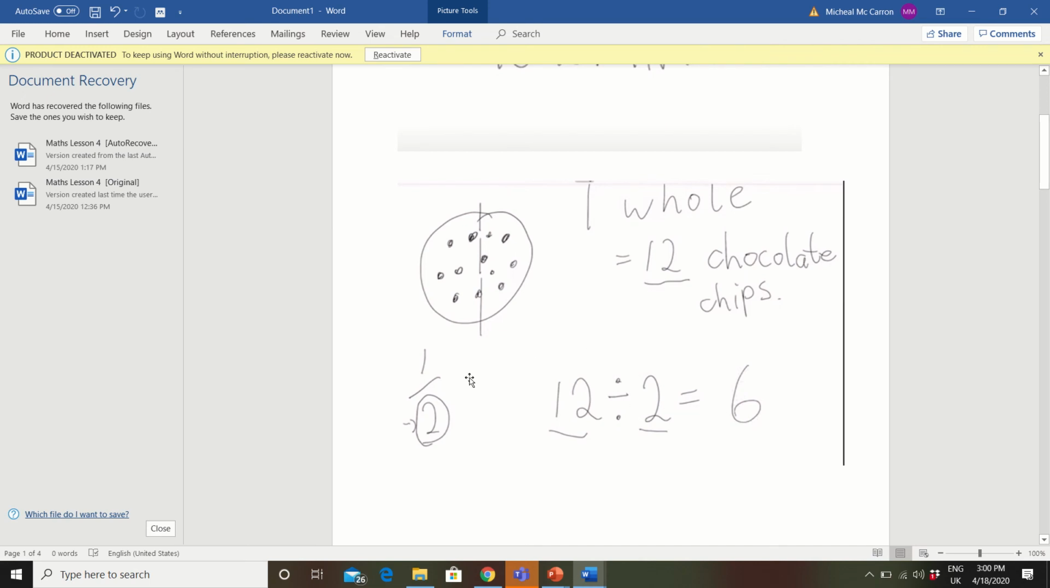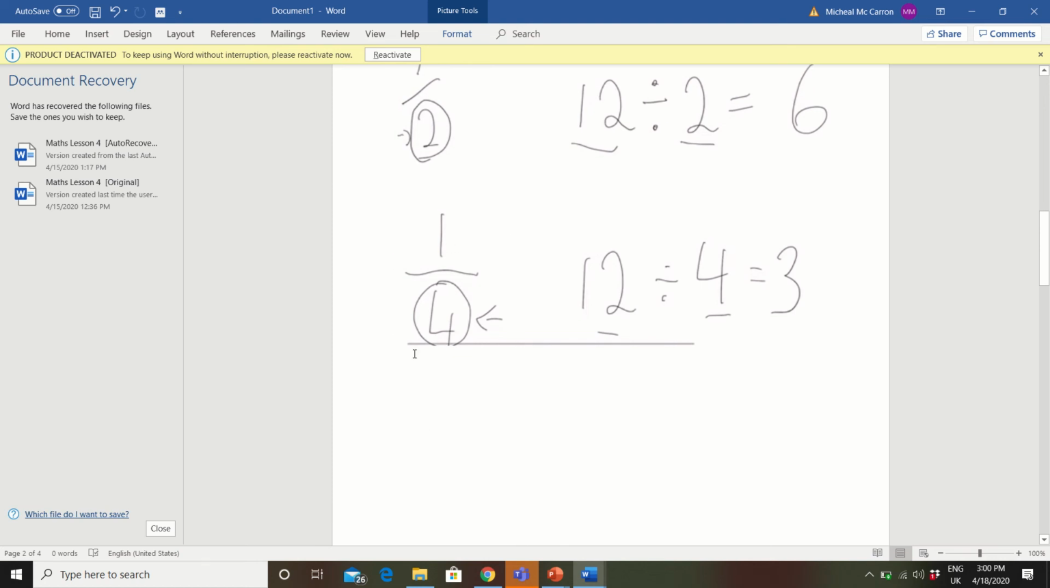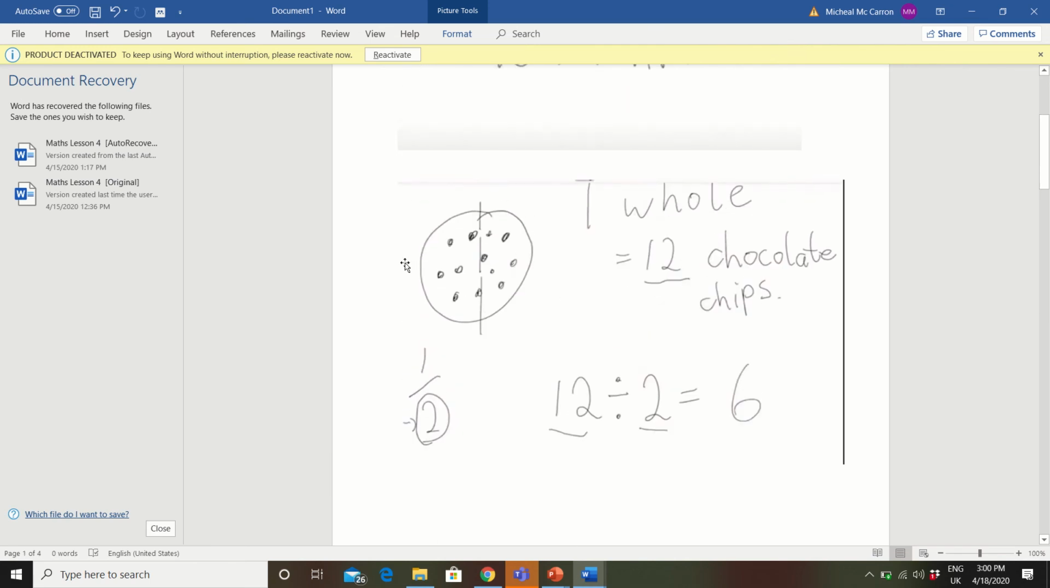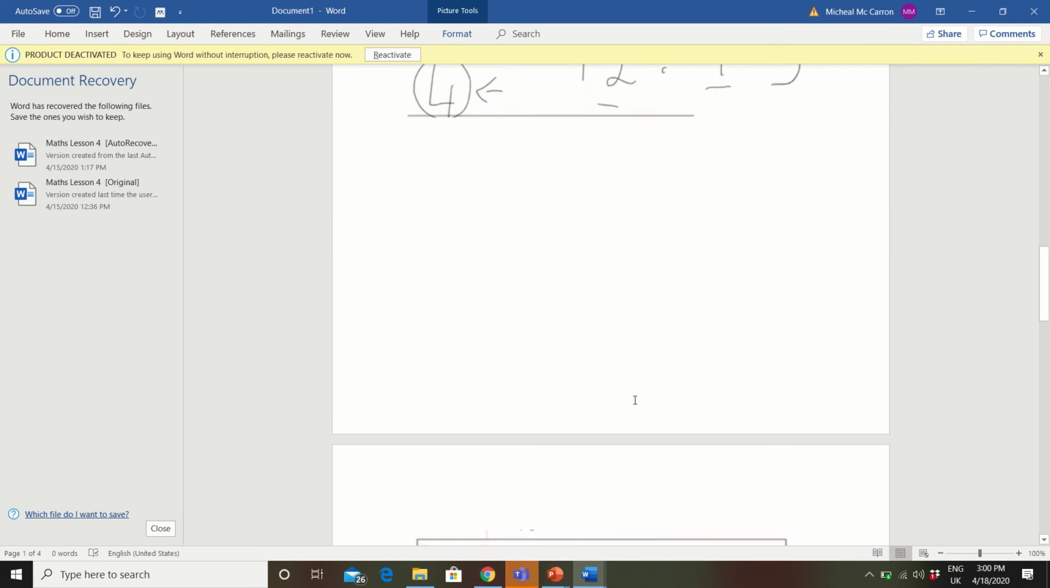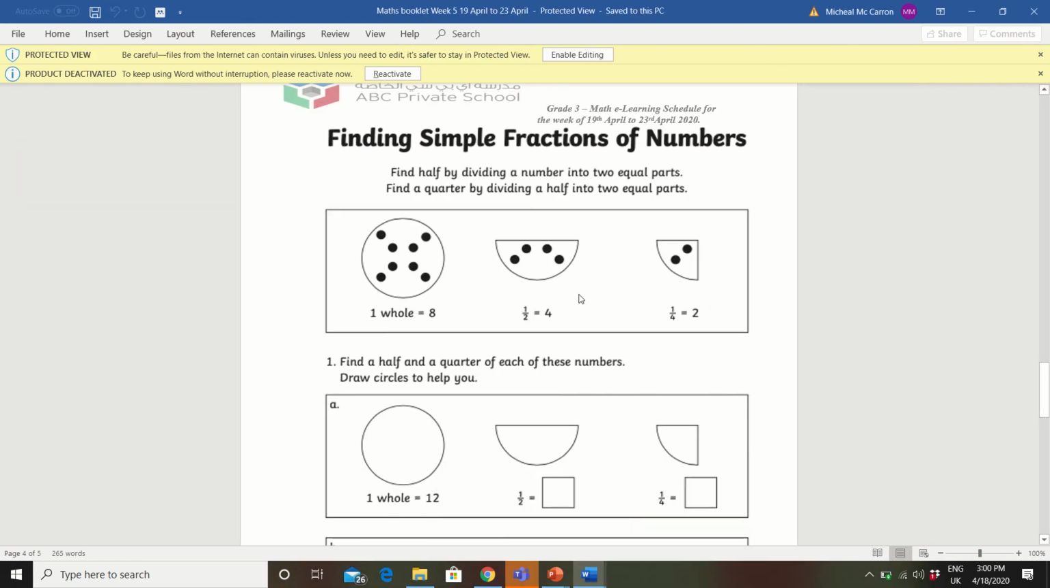So if I wanted to get 1/4 of this cookie, that means I would divide by 4. Divide by the denominator. If I want to get 1/4 of this cookie, I have 12 chocolate chips in total. I look at the denominator, it's 4. I divide by that number. 12 divided by 4 equals 3. So 3 chocolate chips. If you draw another line across here, I'll have 3 chocolate chips in each quarter. Okay, good.